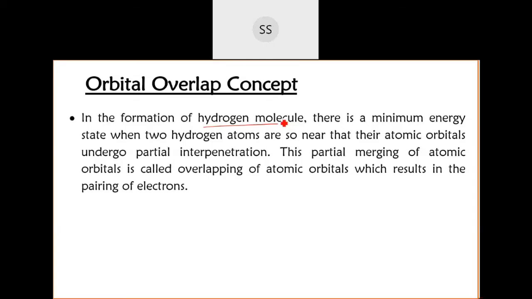So when the hydrogen molecule is being formed, you can see here one hydrogen has a 1s orbital, which has one electron, and another hydrogen also has a 1s orbital with one electron. So this is one s orbital and then another s orbital. These s orbitals get fused with each other. There is interpenetration of the orbitals.